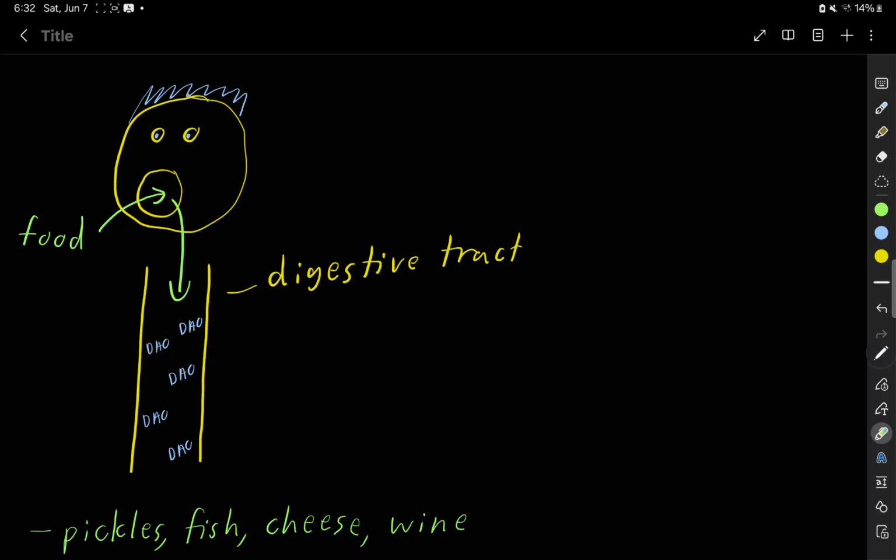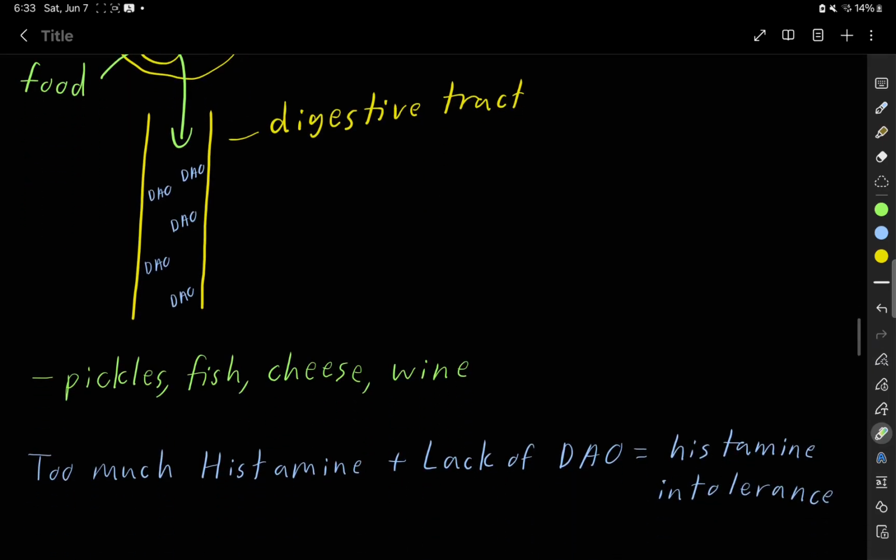won't be enough diamine oxidase to terminate the histamine, and this can lead to something called histamine intolerance, where you have excess histamine and not enough DAO to compensate. And this can lead to symptoms like itchiness, headache, dizziness, high heart rate, sneezing, nausea, and more, because the balance between incoming histamine and protective diamine oxidase is thrown off.